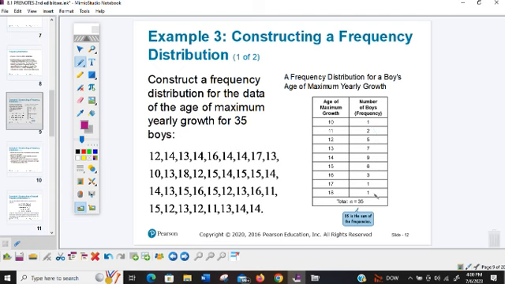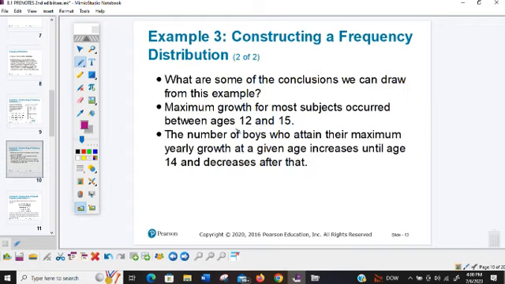Always add up your frequencies when you're done and make sure you get 35, because it's really easy to miss one and leave one out. So if this adds to 35 and you had 35 pieces of data, you know you left nothing out. Now we can use this to draw conclusions, and they talk about that on the next page.